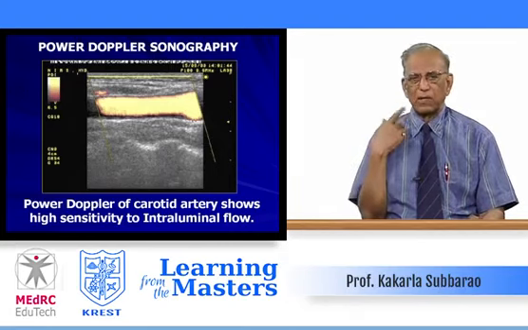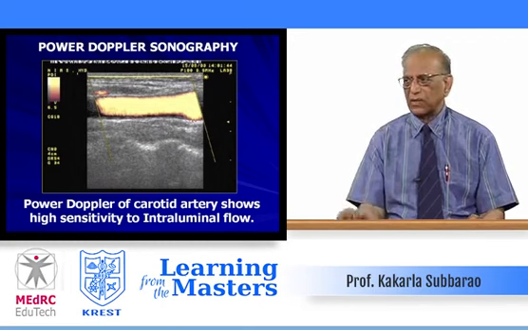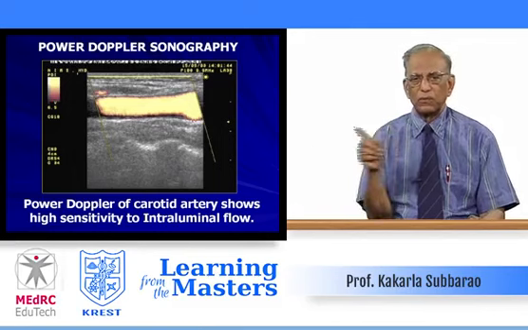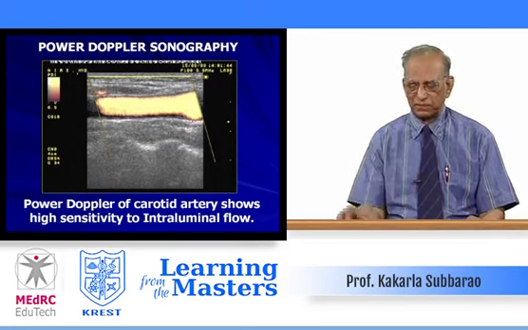For example, this carotid artery with various collagen vascular disorders, immunological disorders, you may find some changes in the vasculature. This is only an example of how a power Doppler shows the color flow, with high sensitivity to the intraluminal flow. And then if there is obstruction, if there are plaques, if there are ulcers, you can nicely see them as reflecting.